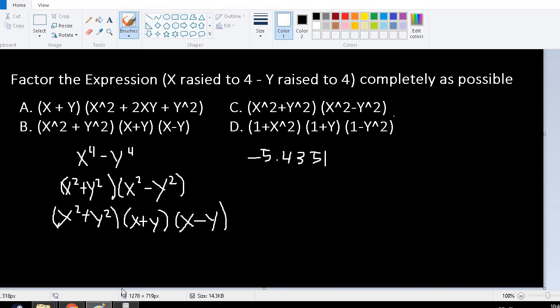So there you have it. That's how you factor using difference of two squares and using a calculator.